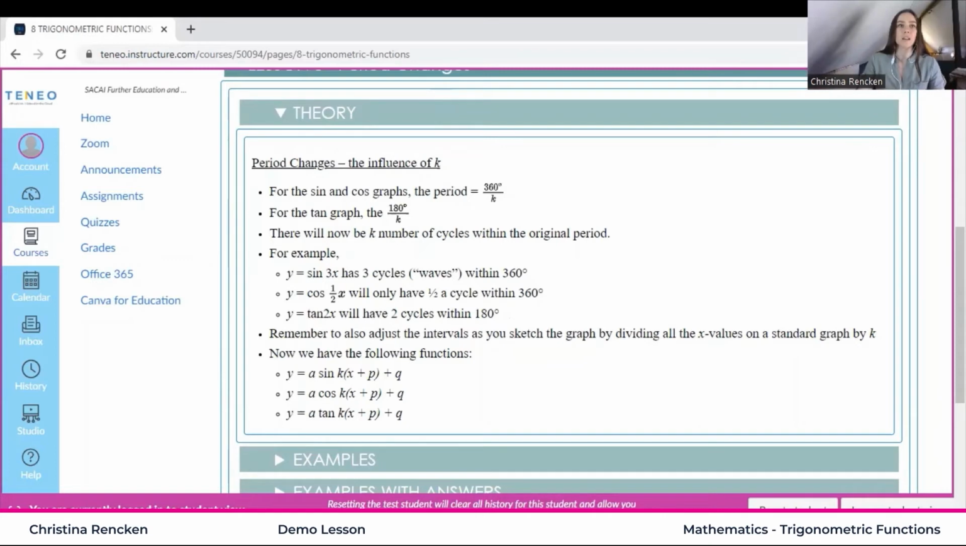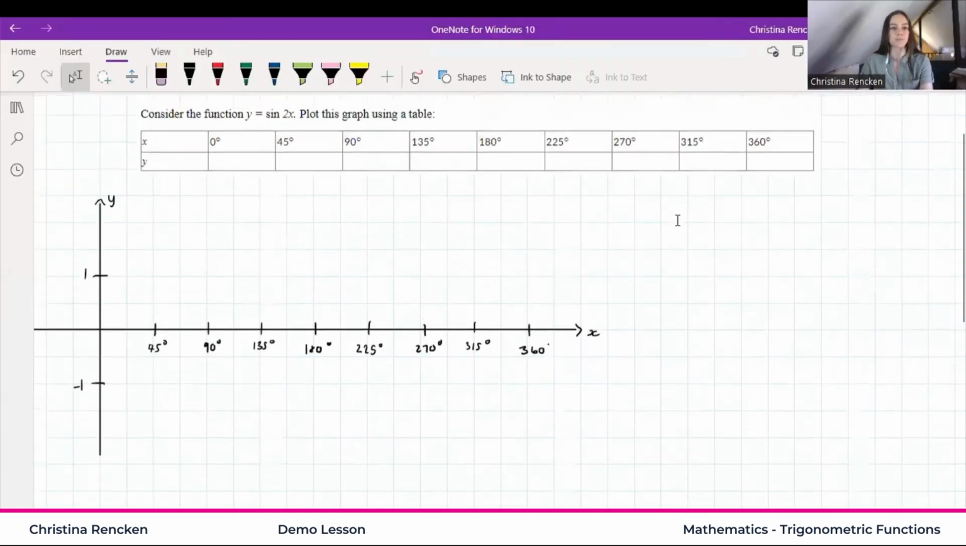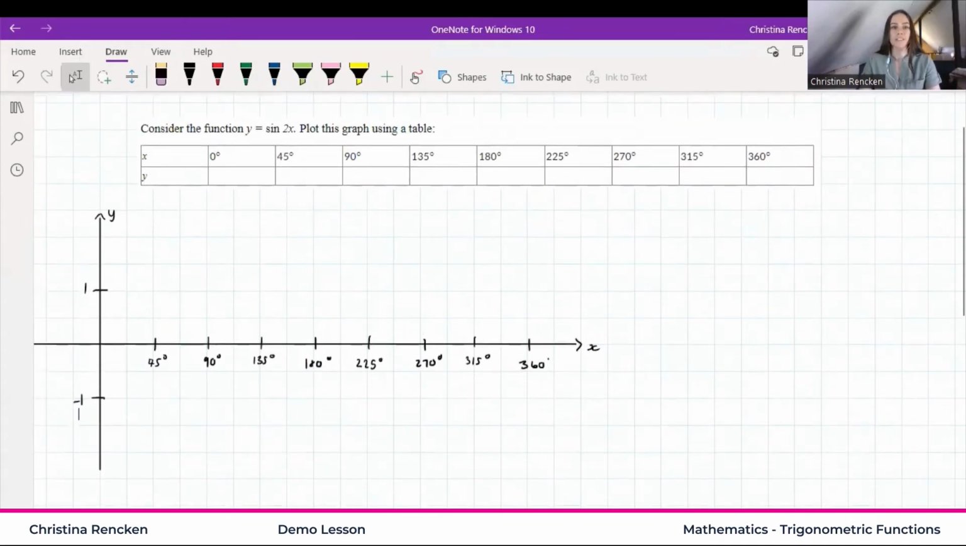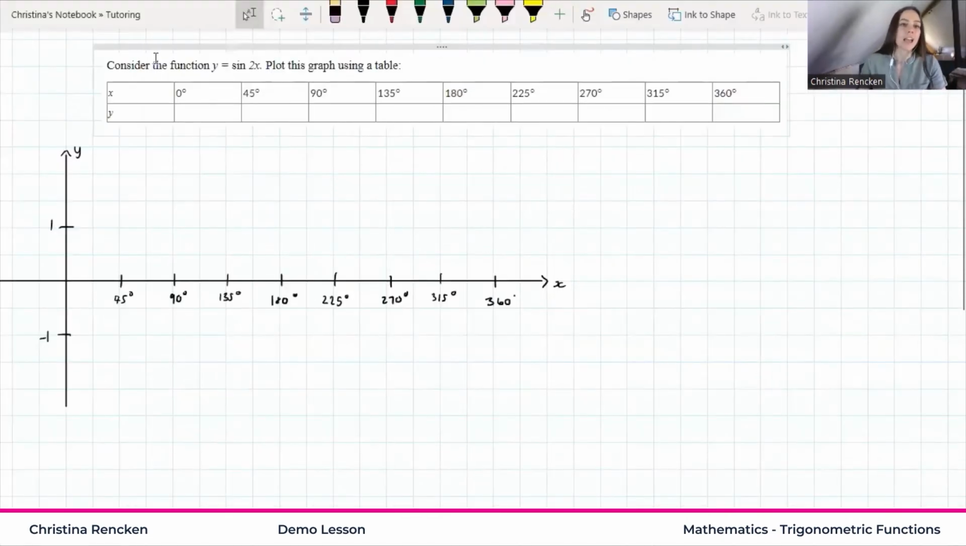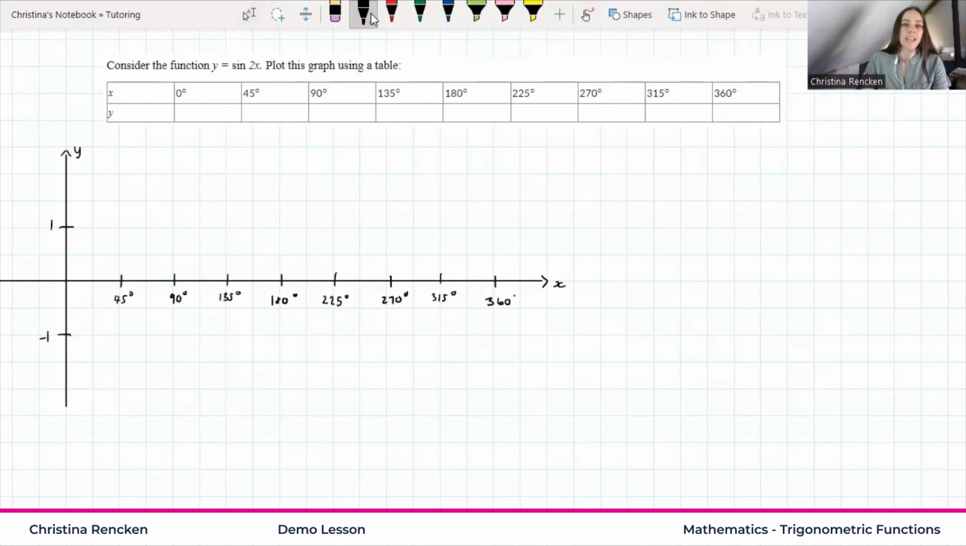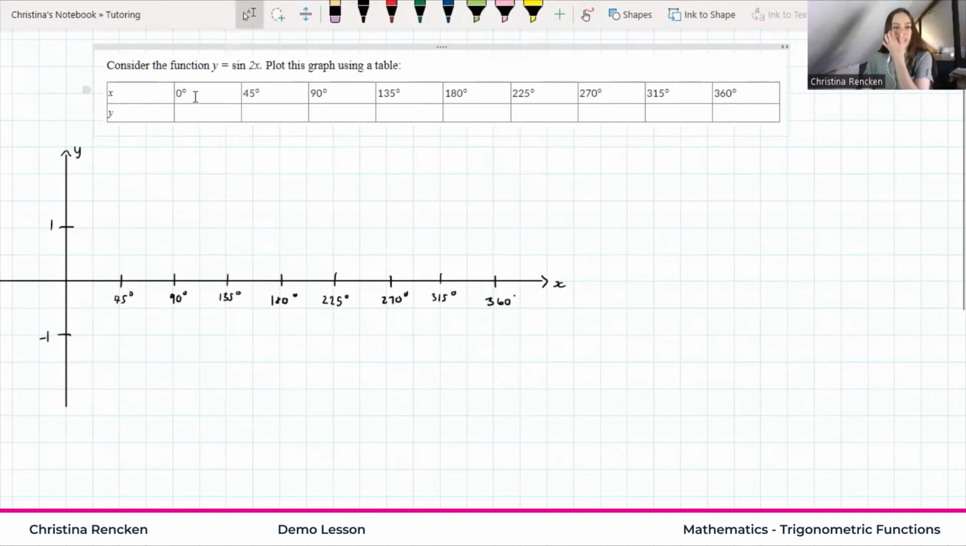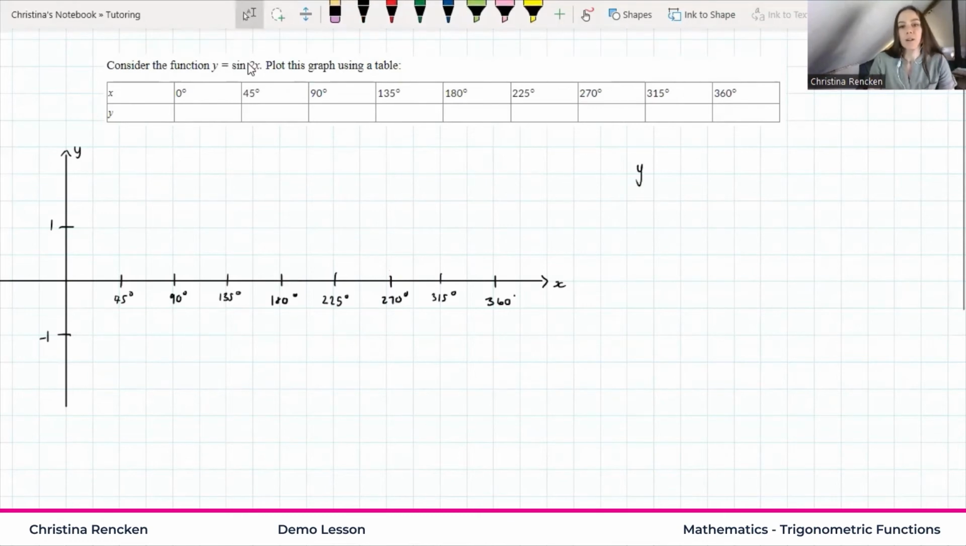I want to take us now to our whiteboard where we can quickly look at exactly how our k value influences the graph. So if we have the function y equals sine 2x and we wish to plot this graph using a table, we can use our calculator and we're just going to substitute the values of x into this equation. So if we have y equals sine and we now have 2 times 0, that is still sine of 0, which is equal to 0. So we'll pop that into our table.